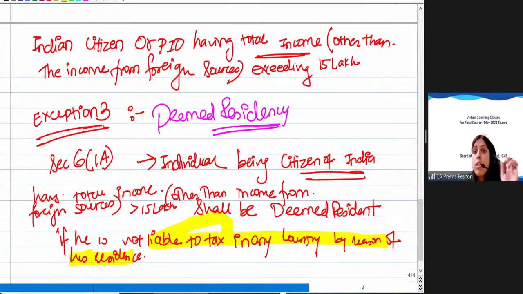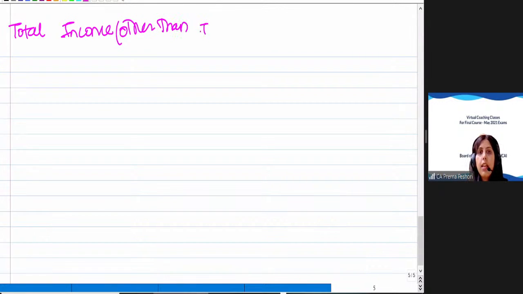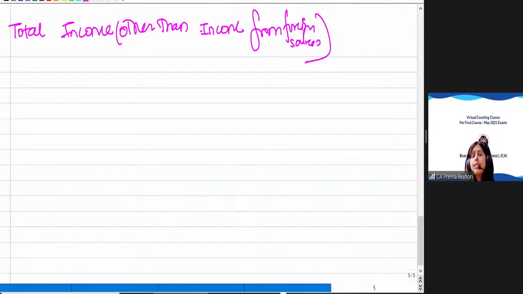Now, a person who has already become resident under section 6(1) will not be falling under deemed residency. It's only for the person who are non-resident who are not falling under 6(1). Is it clear? Now, I'll break down for you what is, first of all, total income other than income from foreign sources. Total income other than income from foreign sources. Now, section 6 specifically provides what do we mean by income from foreign sources.